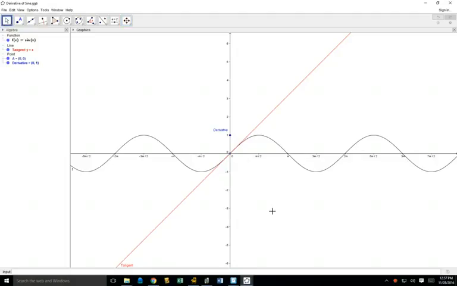And right at 0, does it make sense, or does it appear that the slope of that line is going to be 1? Does that seem reasonable for that red line? What do you think the slope's going to be at pi over 2? 0? What do you think the slope's going to be at pi?